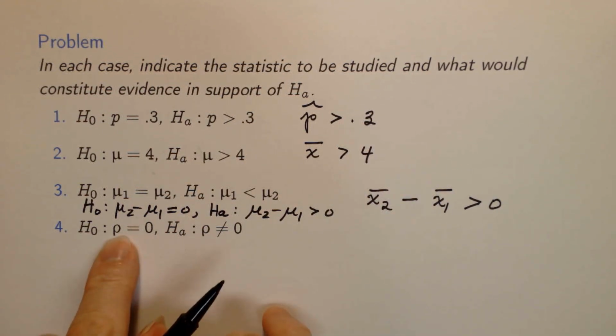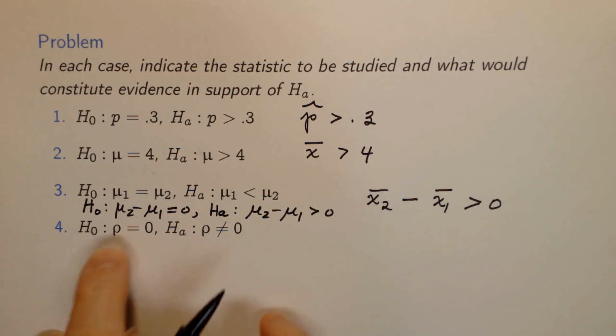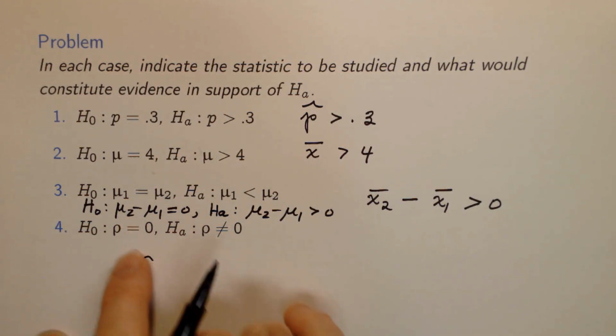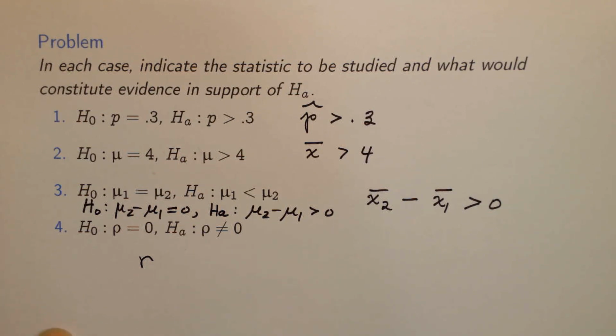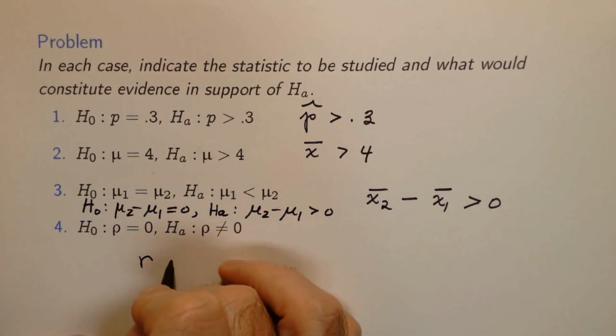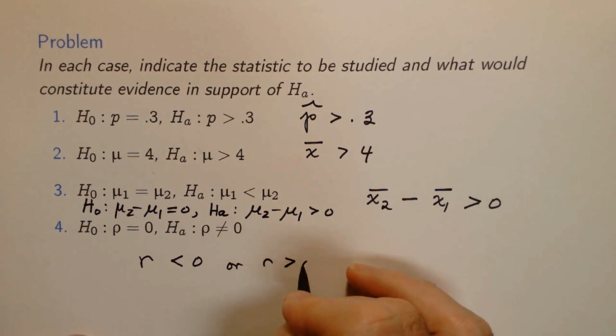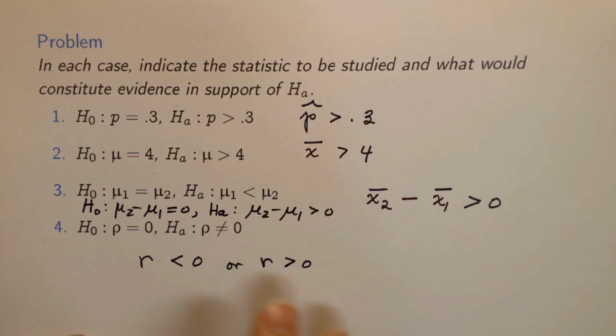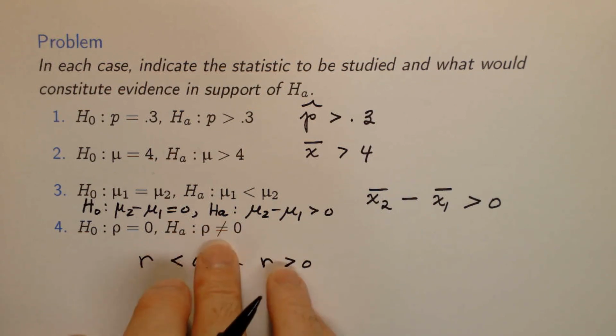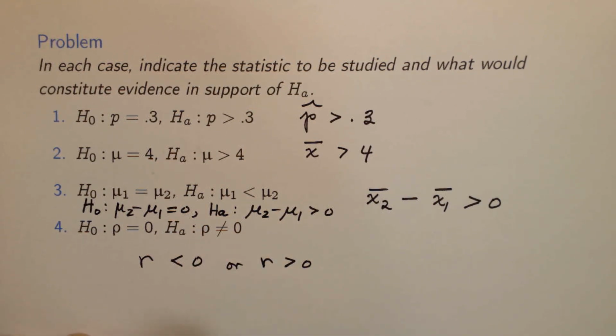Okay, so since we're working with a population correlation, of course we would expect to work with a sample and a sample correlation. So that's going to be our corresponding sample statistic that's paired up with our population parameter. Now, what would be evidence in support of rho not equaling 0? Well, in this case, we'll accept two different types of evidence. A sample correlation that's less than 0, or a sample correlation that's greater than 0. Either of those will provide us with evidence that the population correlation is different from 0.